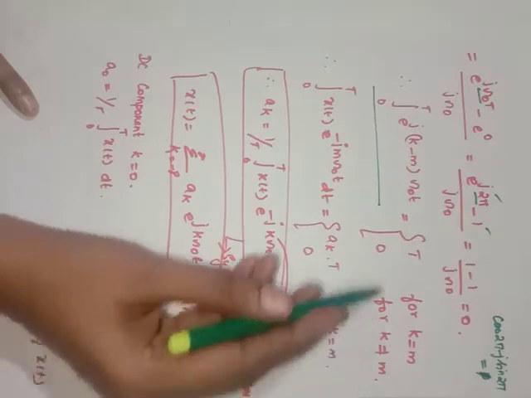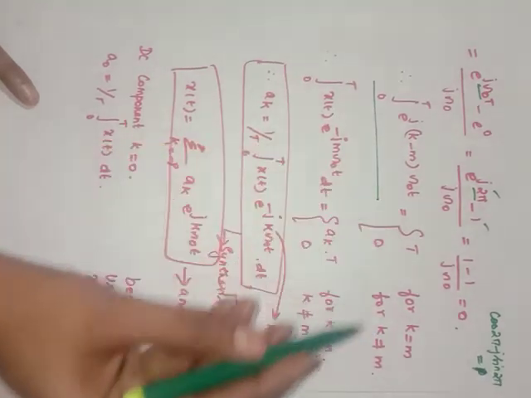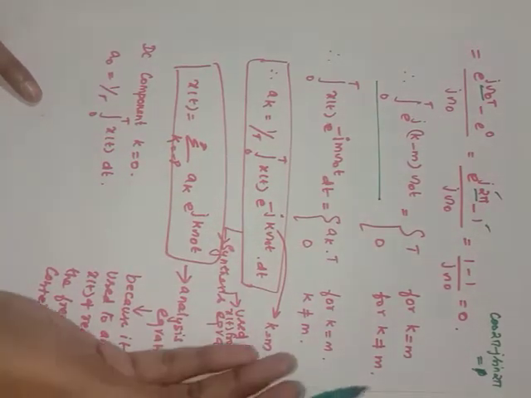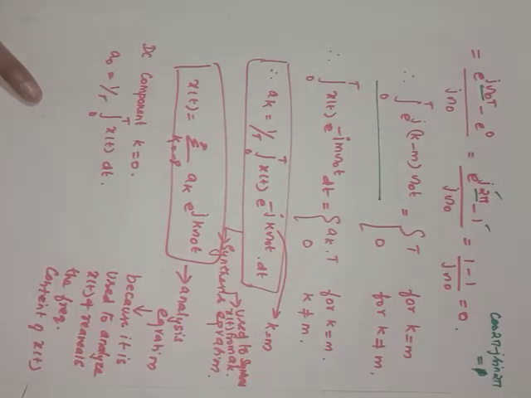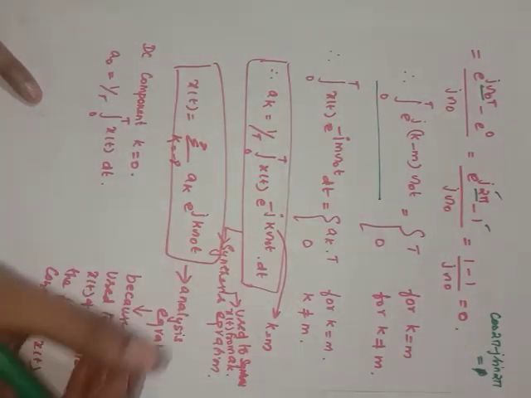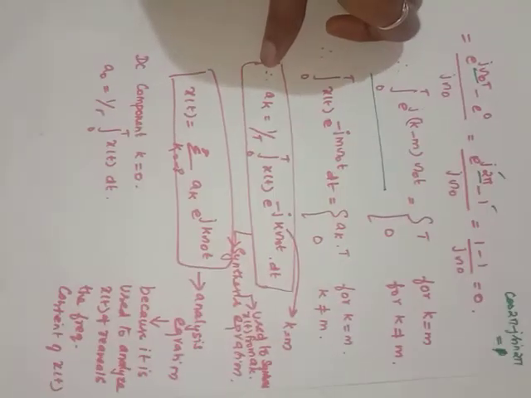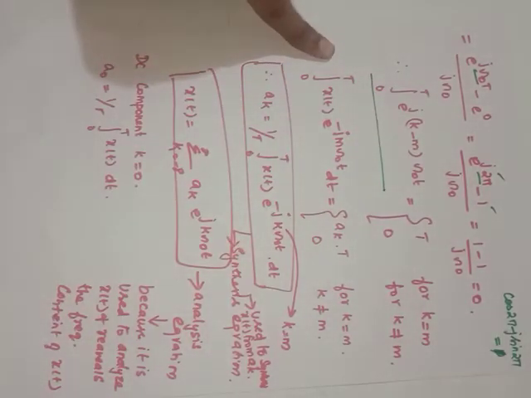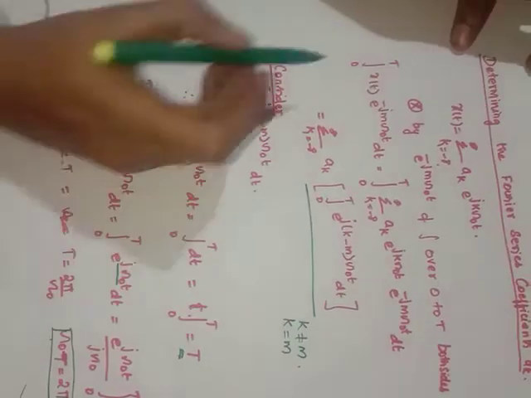If k not equal to m, the answer is 0. This is what we are analyzing here. This is the inference we made from this integration. Okay, so now what we are going to do is, we already considered the first equation.